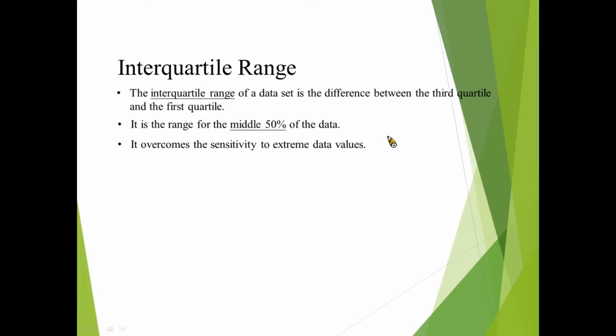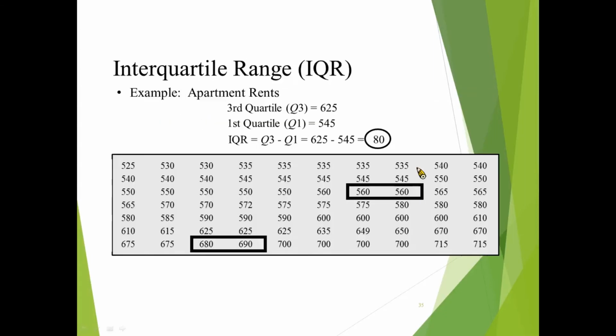Okay, so the next one is interquartile range. The interquartile range of a data set is the difference between the third quartile and the first quartile. So it's the range for the middle 50% of the data. It overcomes the sensitivity to extreme data values. So you can see the third quartile minus the first quartile gives us the interquartile range.